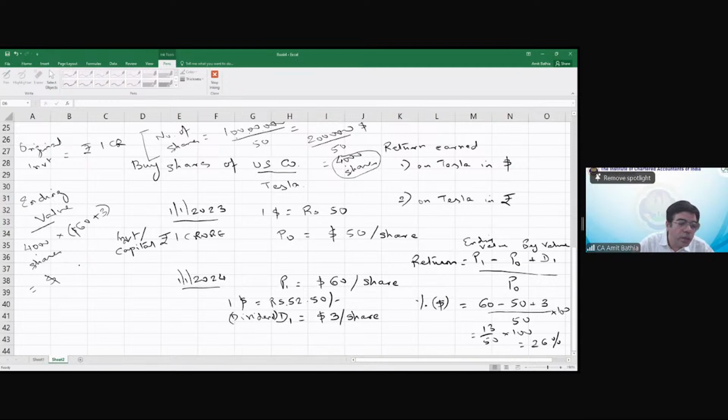I think this should be 2,52,000. 2 lakh 52,000. This is in dollars. But I need it in INR. So on 1/1/2024, remember this is the ending value, 1/1/2024. So what was the exchange rate over here? 52.50. Am I right? Yes, sir. 52.50. So what will this value turn into? Can you please give me the number?